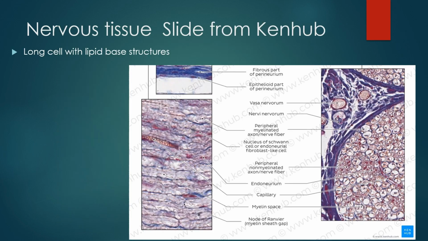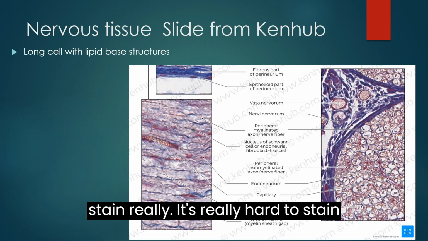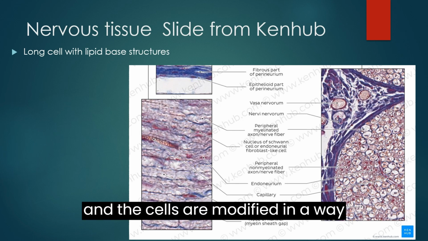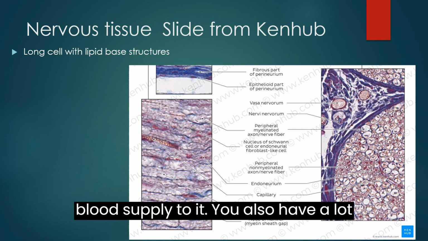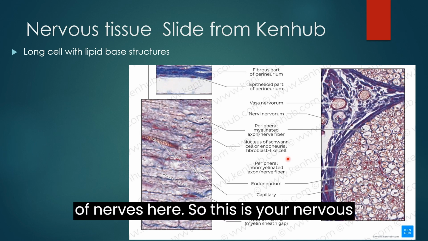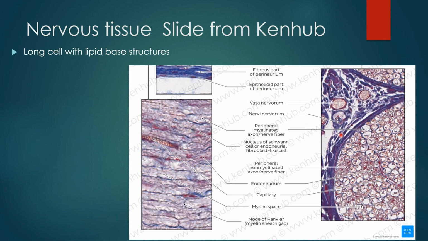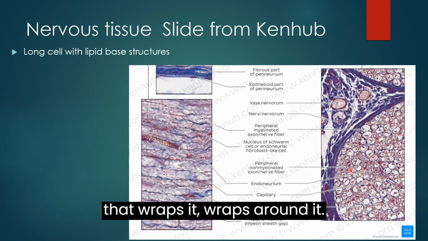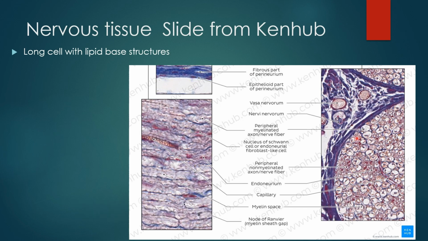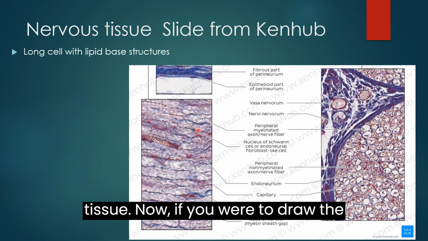The last tissue, I got this image from Kenhub because it's really hard to stain, and the cells are modified in a way where you actually do have a lot of blood supply to it. You also have a lot of nerves here. So this is your nervous tissue, and you'll notice that they don't stain too well necessarily. So you can see the connective tissue that wraps around it. And so this here is nervous tissue.